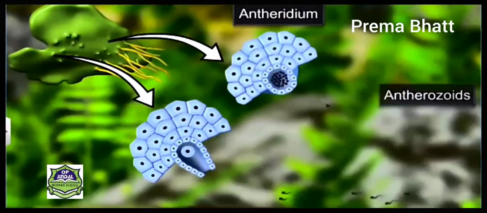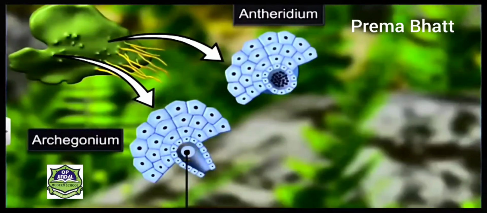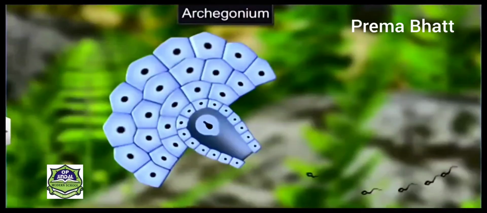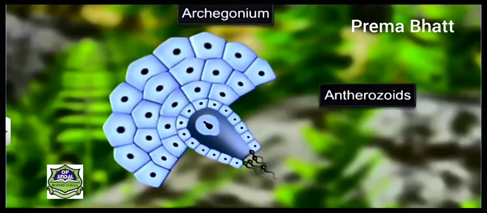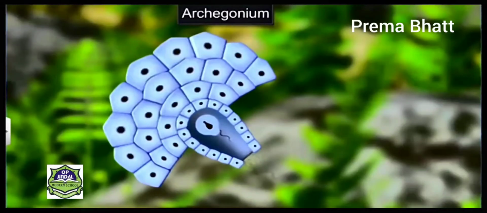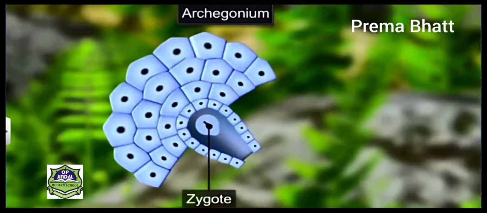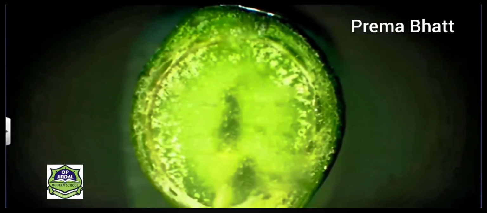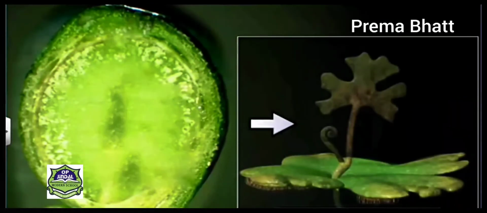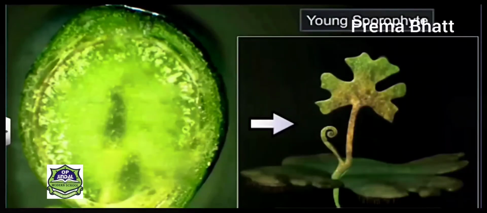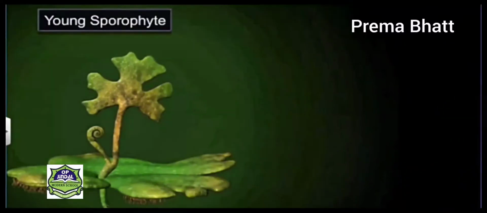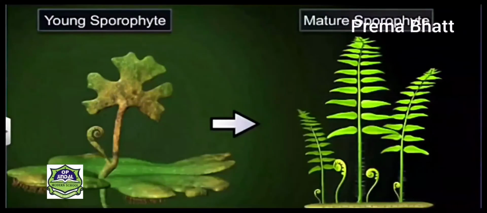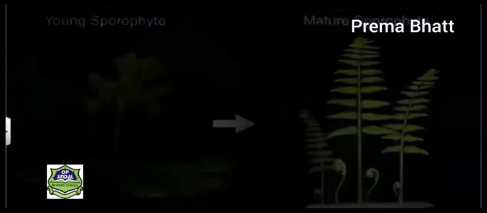Antheridium produces anthrozoids and the archegonia produces eggs, and after the fertilization the egg develops into a zygote, and the zygote develops into a new plant. This plant is a sporophyte because it is diploid in structure. Initially it is a young sporophyte, later on it matures into a full-fledged sporophyte.